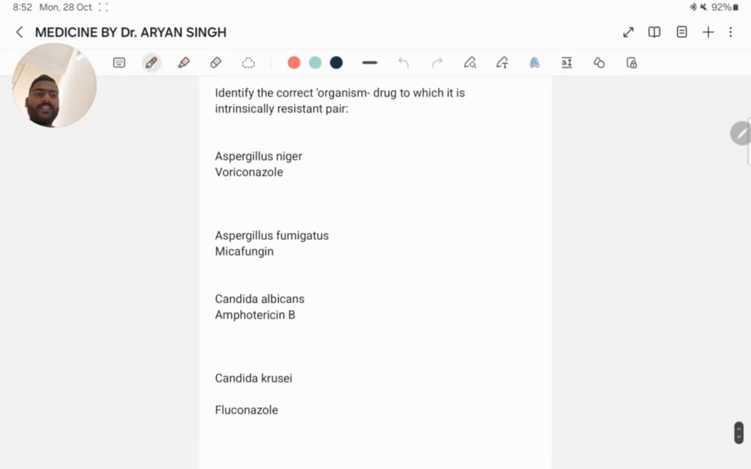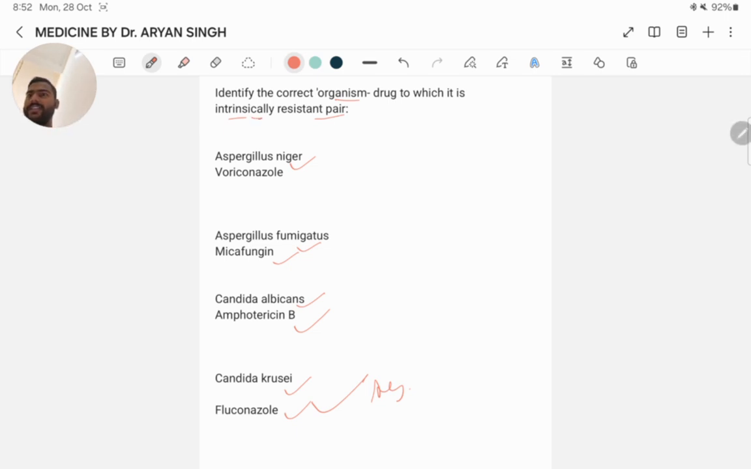Identify the correct organism-drug pair to which it is intrinsically resistant. Aspergillus niger, voriconazole; Aspergillus fumigatus, micafungin; Candida albicans, amphotericin B; Candida krusei, fluconazole. This one is the answer, because among the given options, Candida krusei shows the intrinsically resistant pair to fluconazole.